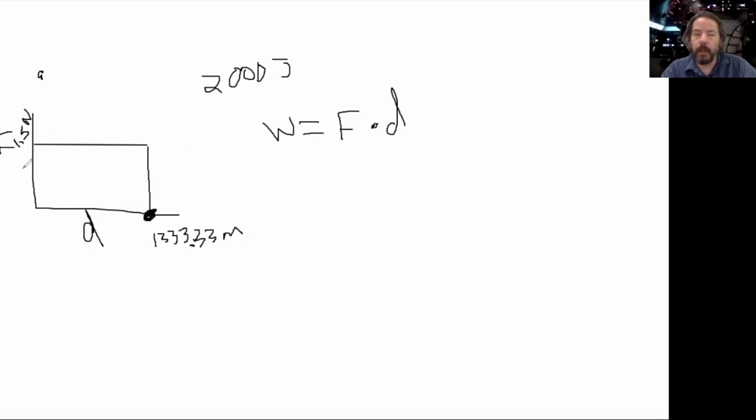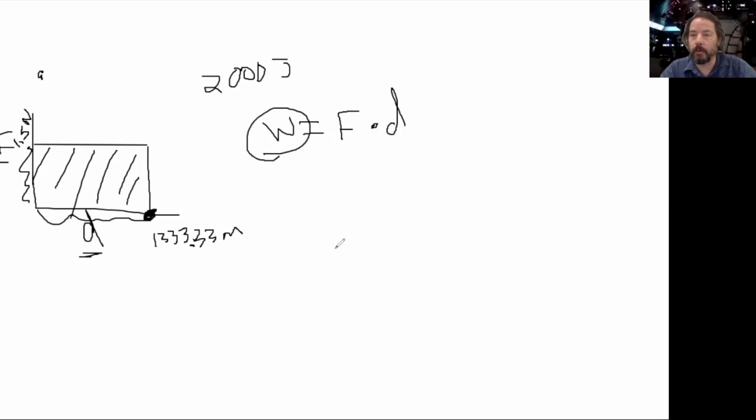Well, if I multiplied my force times my distance, what did I just find? I just found the area of this figure. Length times width. Okay, I just found the area. So by finding the area of a force versus a distance graph, you are actually finding the work. Now, for this type of figure, does it really help us? No, we're just showing you that you can do that.